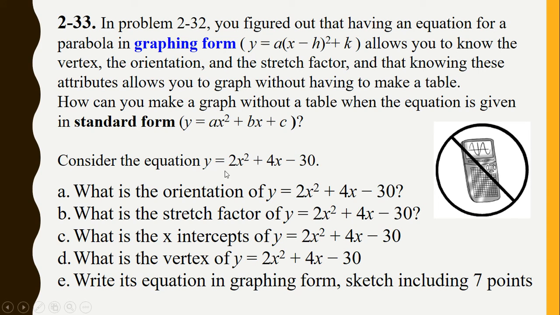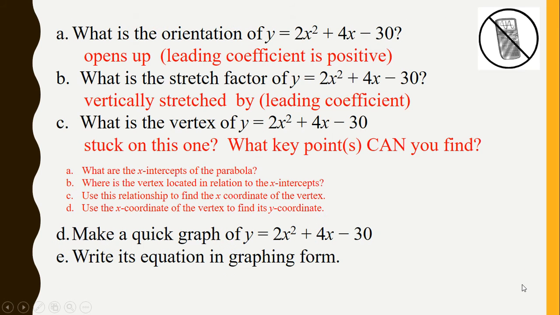Taking a look at this equation, 2x squared plus 4x minus 30, without a calculator, could you tell me the orientation? And which of those things tells you the orientation? Which of them tells you the stretch factor? How do you figure out the x-intercepts and the vertex? And if the equation was in graphing form, we would want to sketch it including 7 points.